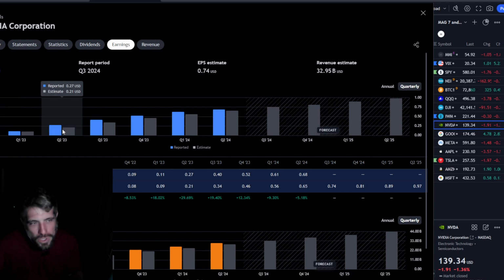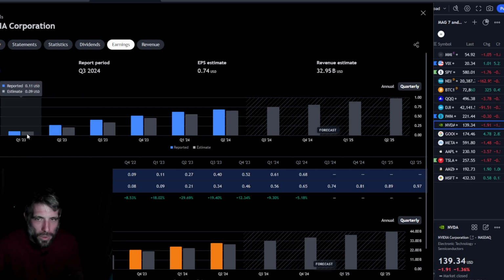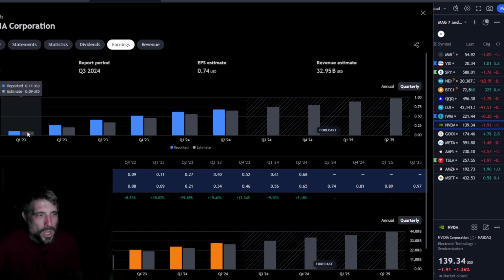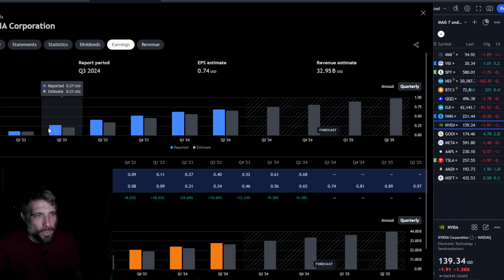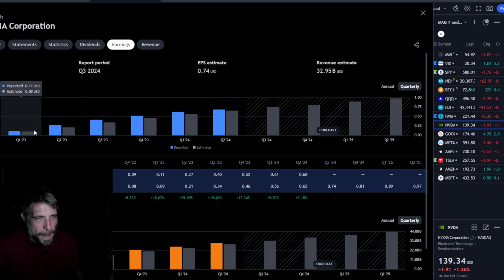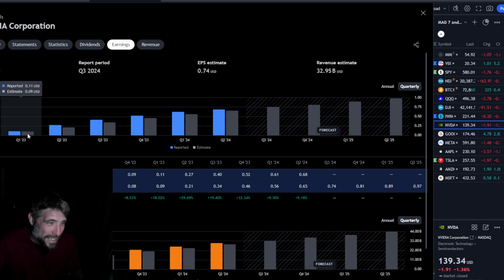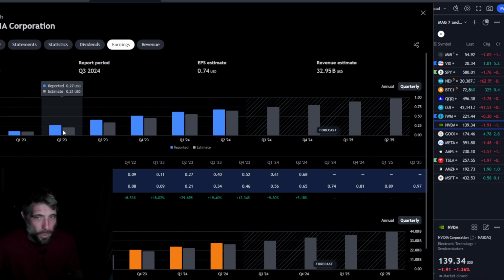But it was Q2 of 2023 when they started shocking people, right? Because they had busted over, they went from 0.11 to 0.27. So they actually broke their estimate, and their estimate was 0.21. They broke their estimate, and they almost increased by, well, it looks like they increased by double from their previous reported earnings.